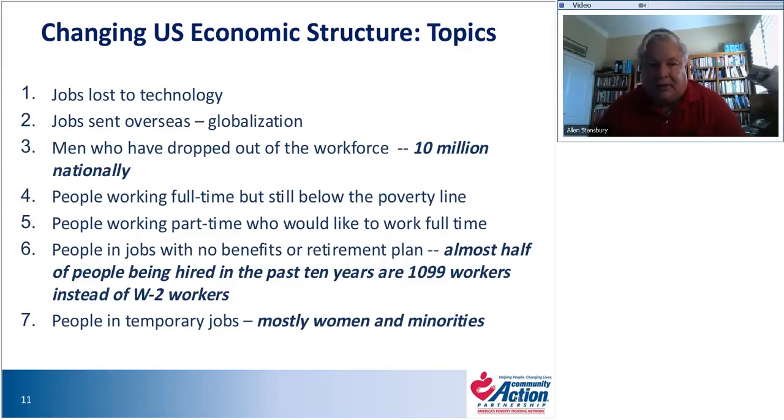It's almost 60 slides, graphics, and a lot of statistical information. Our topics, we have 2 slides that cover our topics: jobs lost to technology, jobs sent overseas, globalization, men who have dropped out of the workforce, 10 million nationally, people working full-time but are still below the poverty line, people working part-time who like to work full-time, people in jobs with no benefits or retirement plan, almost half the people being hired in the last 10 years are on contract instead of permanently hired, people in temporary jobs. Going to the next slide.